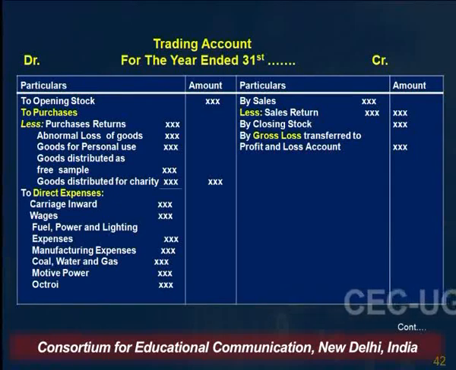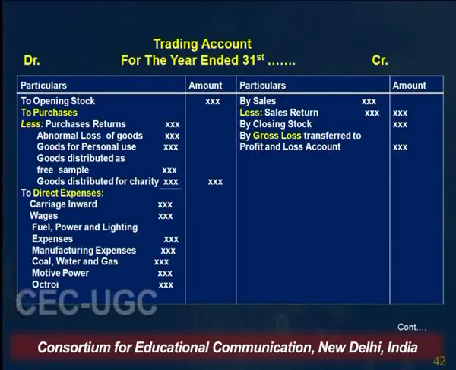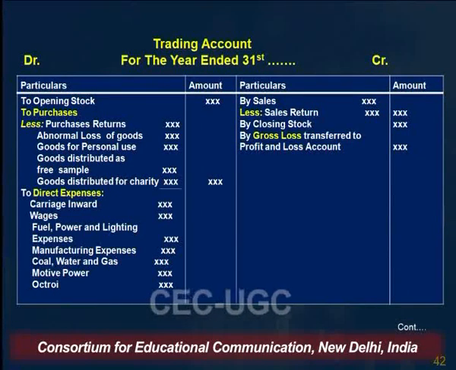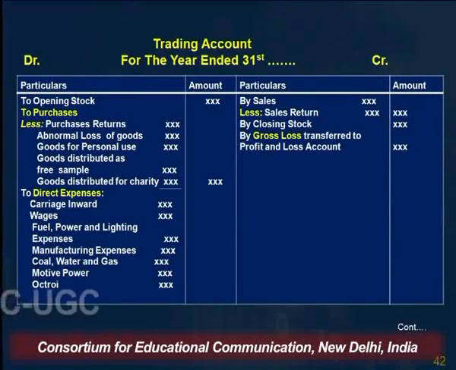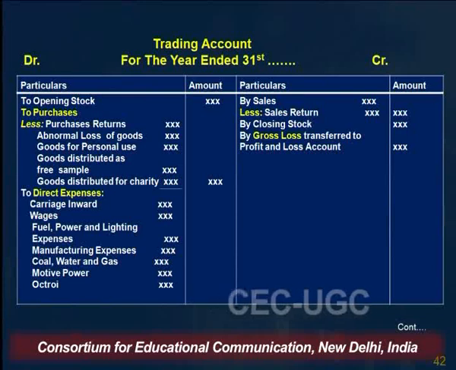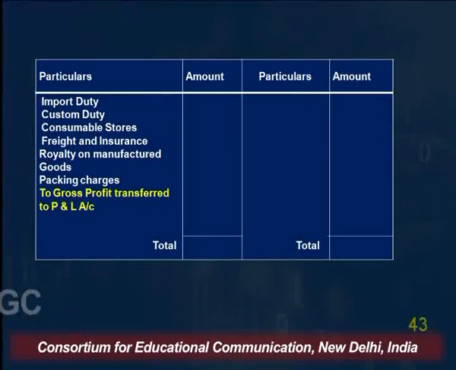The next item is direct expenses. Expenses are classified into two categories, direct expenses and indirect expenses. Direct expenses are shown on the debit side of the trading account, whereas indirect expenses are shown on the debit side of the profit and loss account. So all the direct expenses are shown on the debit side of the trading account.